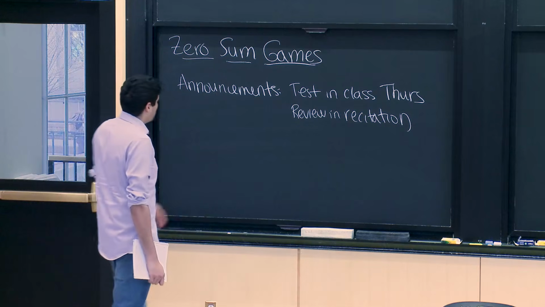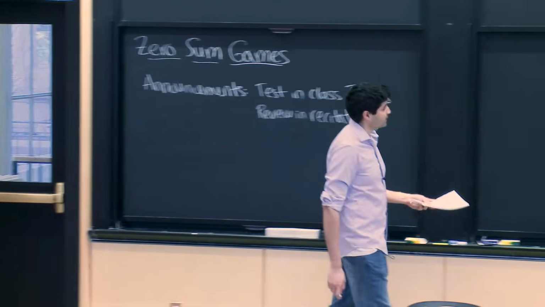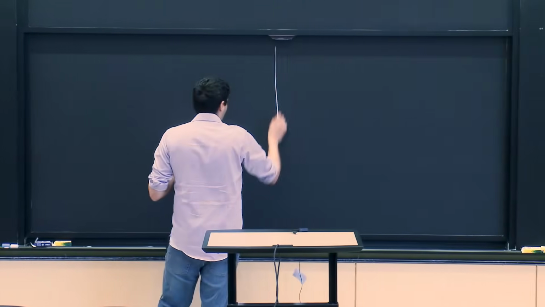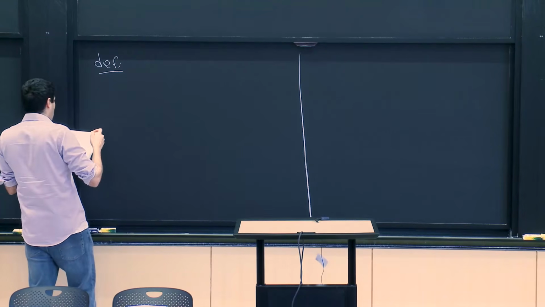So let me tell you about zero-sum games. Let me start off with the key definition, and we're going to study what happens under the simple definition. First let me tell you the abstraction, and then we'll do some examples to try and make it concrete.